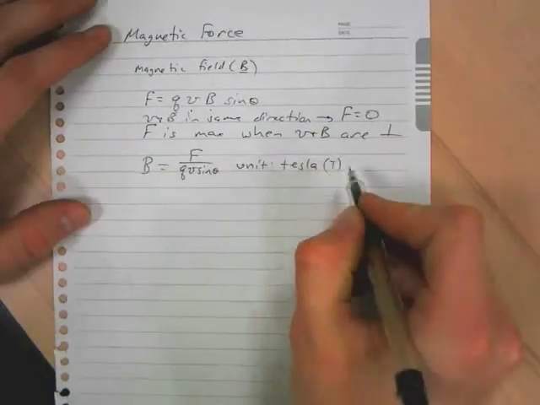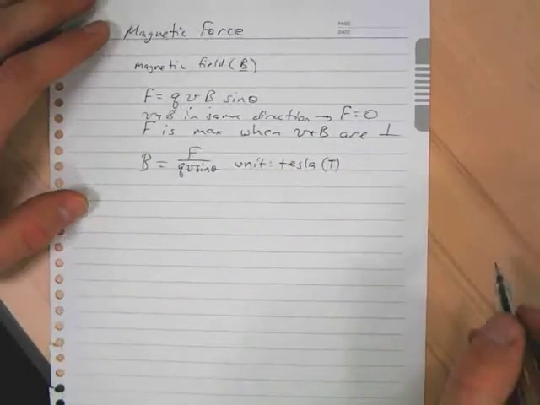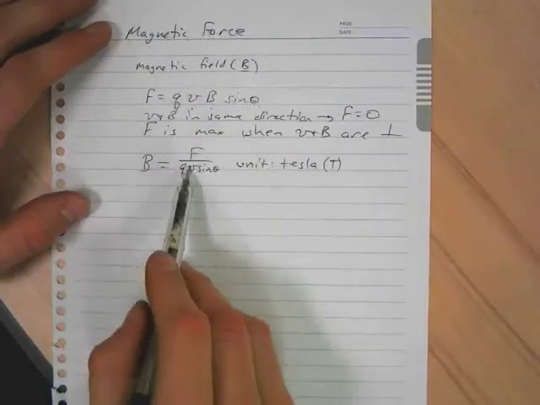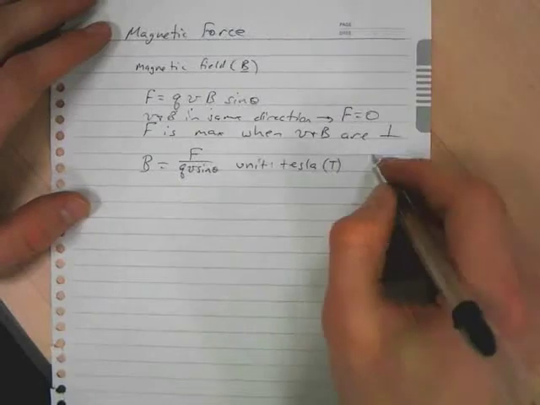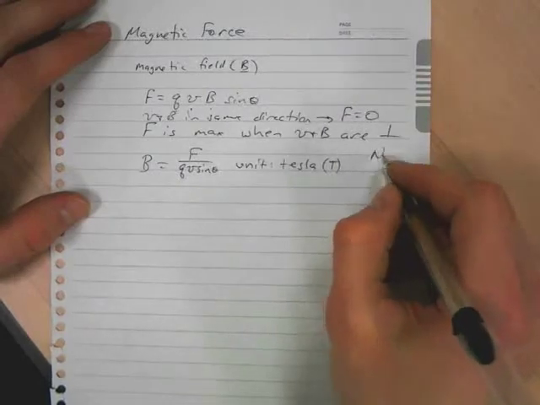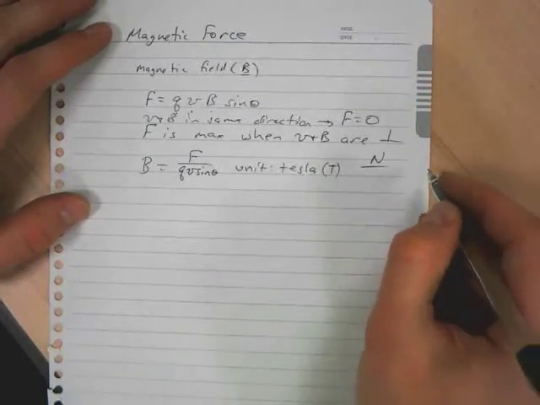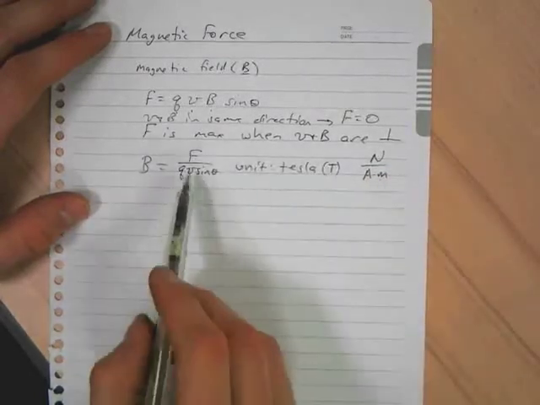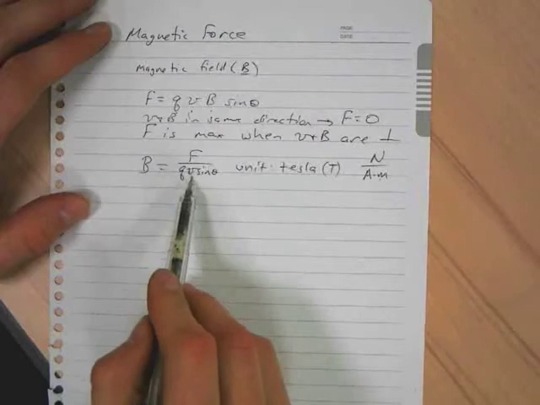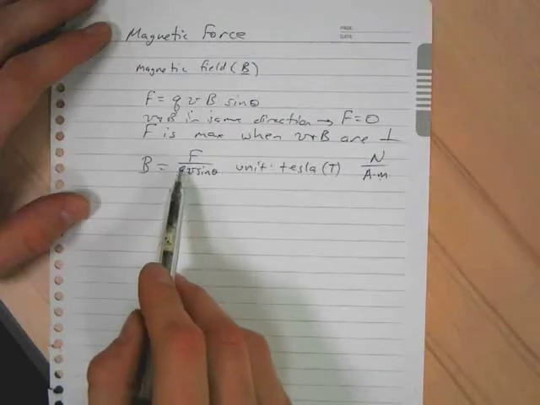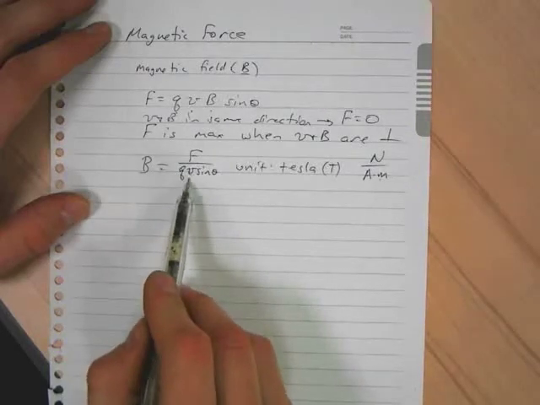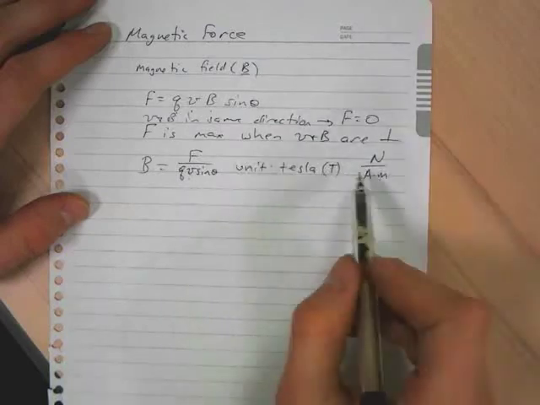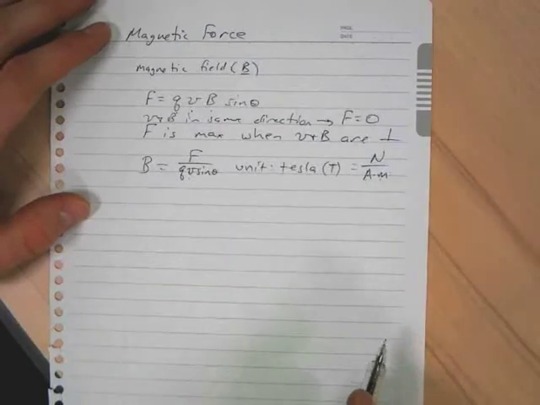Tesla is represented as a capital T, and if we follow dimensional analysis from this, well, maybe not directly, it's equivalent to a Newton per amp meter. The meter comes in from the velocity, which would be meters per second, and the charge would be a coulomb. So we'd have a coulomb per second, which becomes the amp. So a Tesla is a Newton per amp meter.